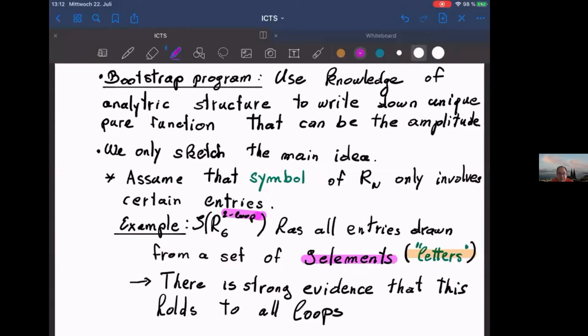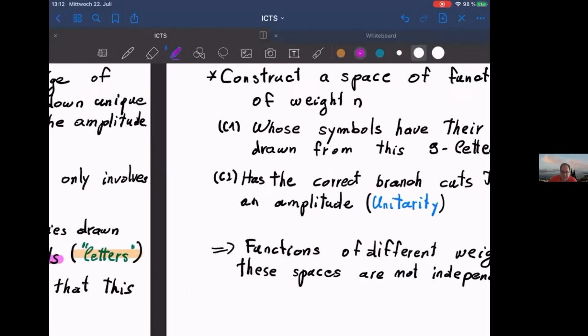Well, you know the letters for the 6-point amplitude in planar N=4 super Yang-Mills, so you could try to build a symbol, just a basic invariant. Let's for now only focus on the 6-point amplitude. We will come back to more particles later.